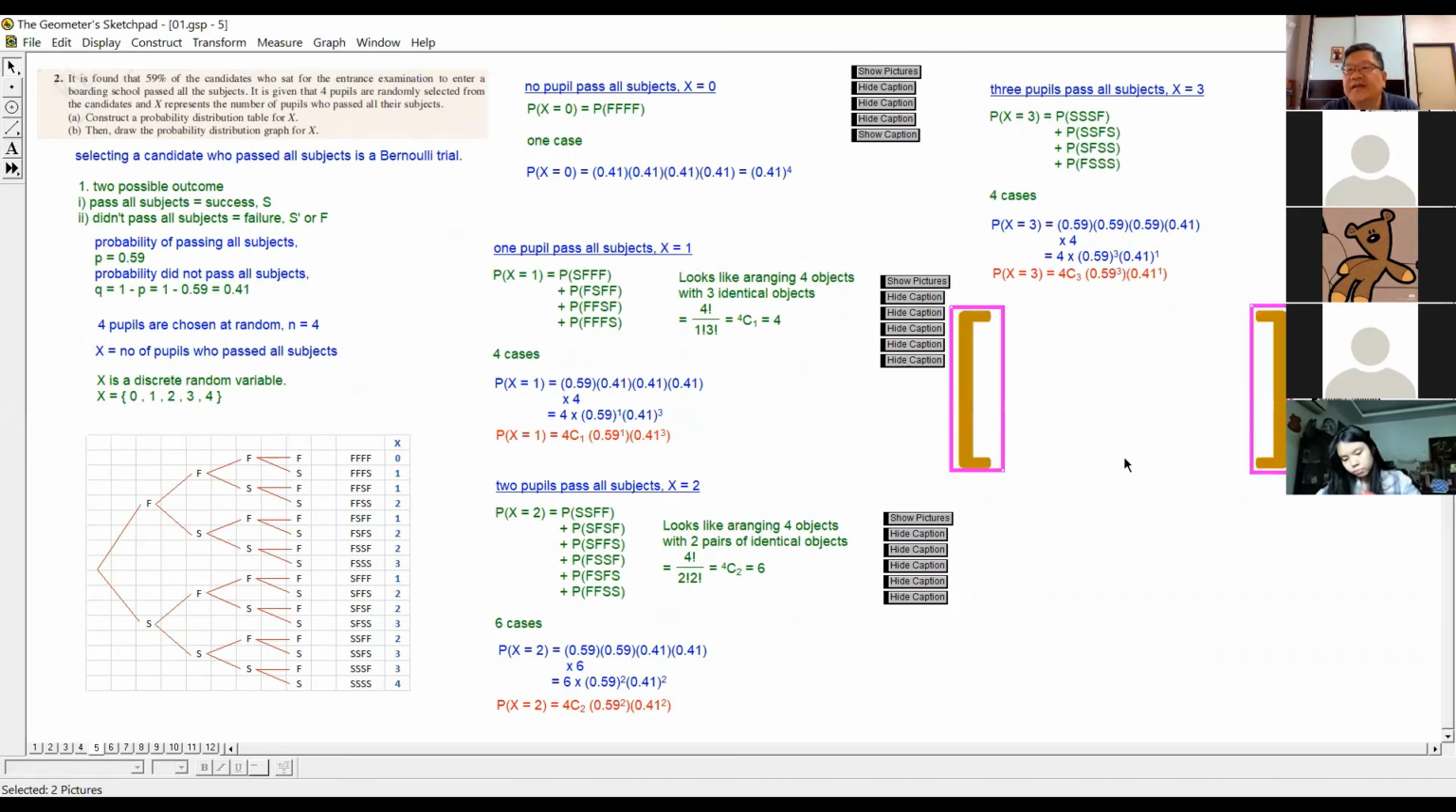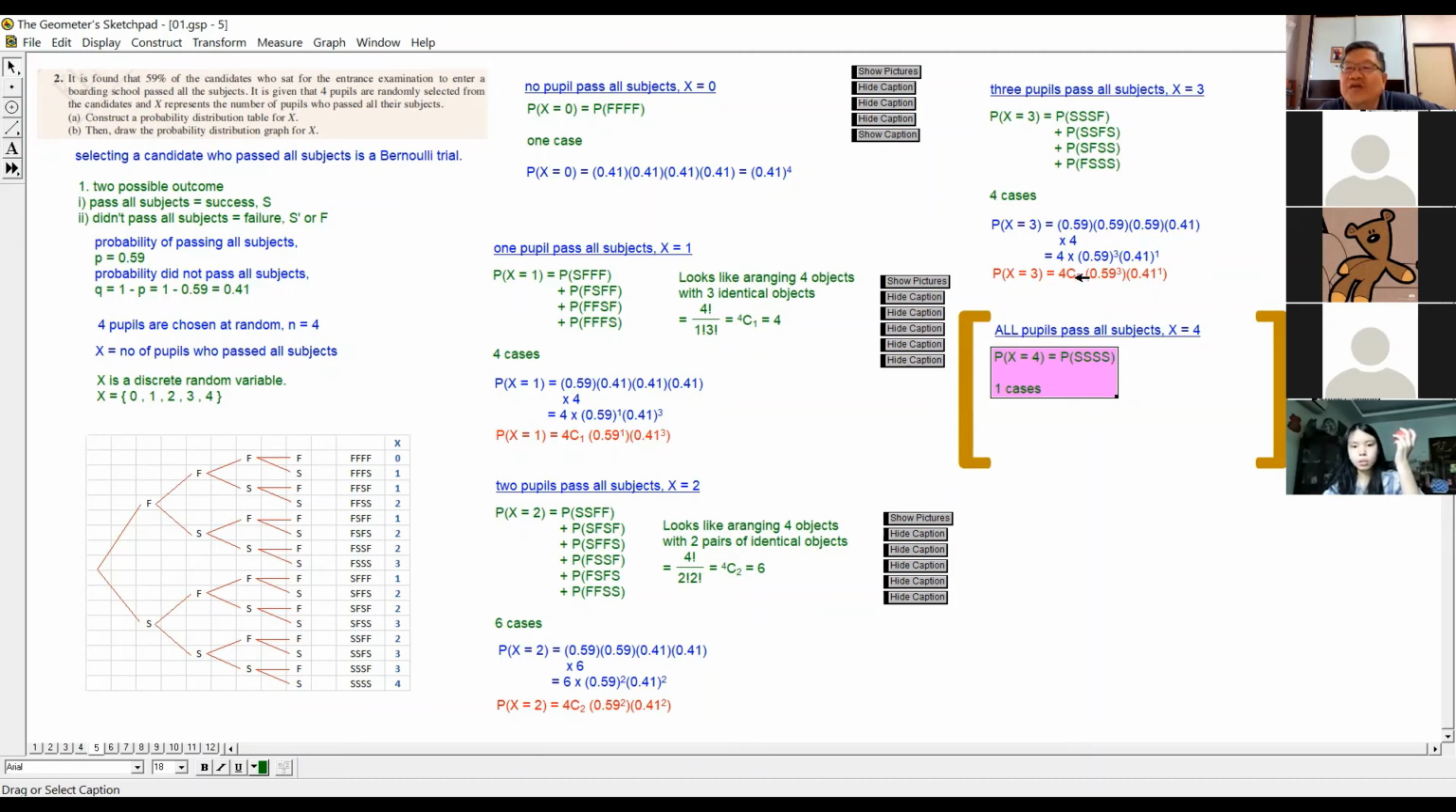Okay, so now we're going to look at the last one, x equals to 4. That means all the 4 students that we select, all of them pass all the subjects. So for x equals to 4, how many outcomes are there? Only 1 outcome. Correct. How to count this one outcome in our permutation or combination way? How to count this number of outcomes?